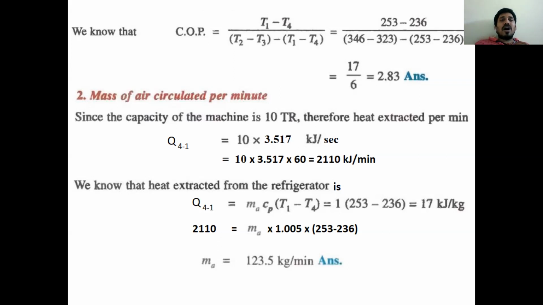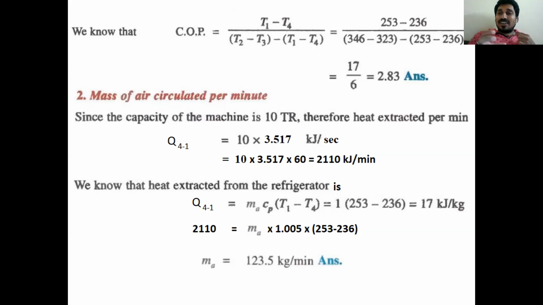Next one is mass of air circulated per minute. How much mass is circulating throughout the system. So this is the second one. Here if you observe carefully, amount of refrigerating effect was given. Cooling effect or refrigerating effect or cooling capacity, they mentioned in the problem as 10 TR. In the given data I already wrote here, Q41 is equal to 10 TR.